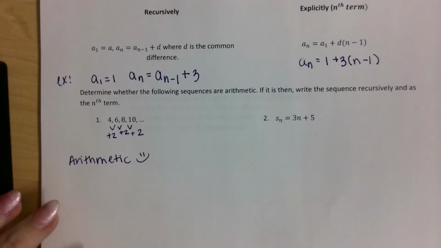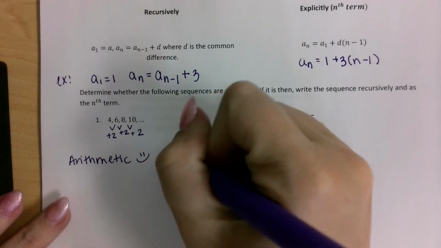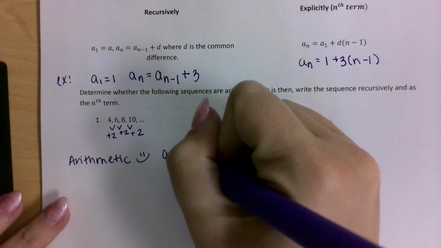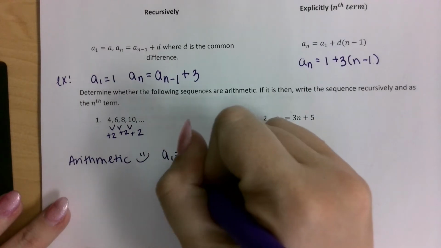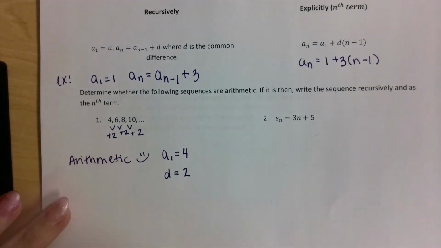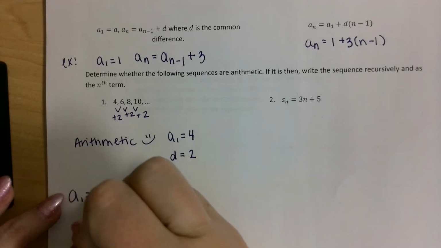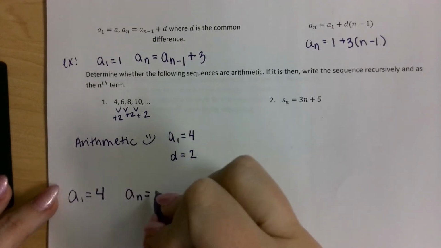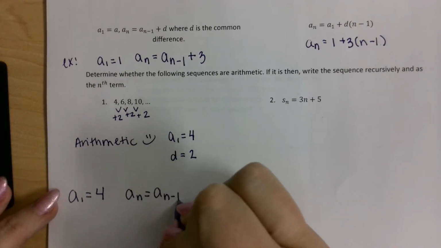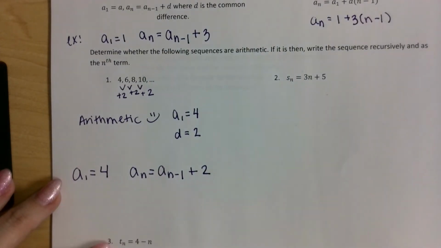Okay, because it's arithmetic, it wants us to write the sequence recursively. So if I want to write the sequence recursively, I need to figure out, well, what is our first term? Our first term is 4. What is our common difference? Our common difference is 2 because I'm adding 2 each time. So recursively, we write a1 is 4. Our nth term is going to come by taking the term before it and adding 2. So that's our recursive formula.